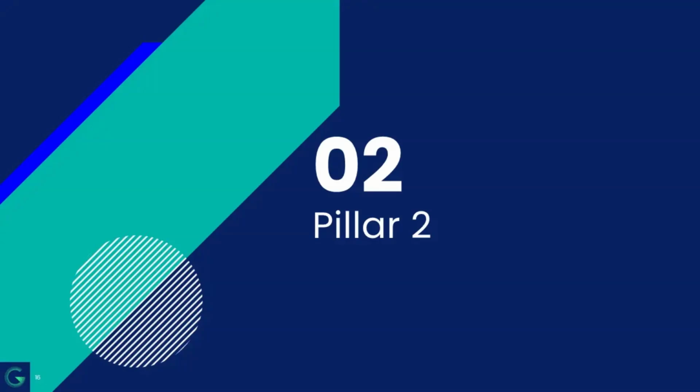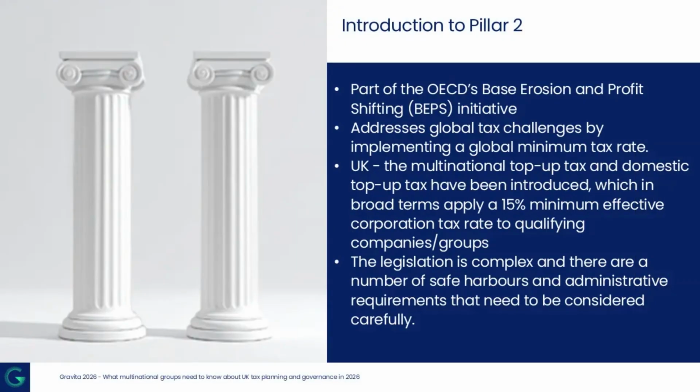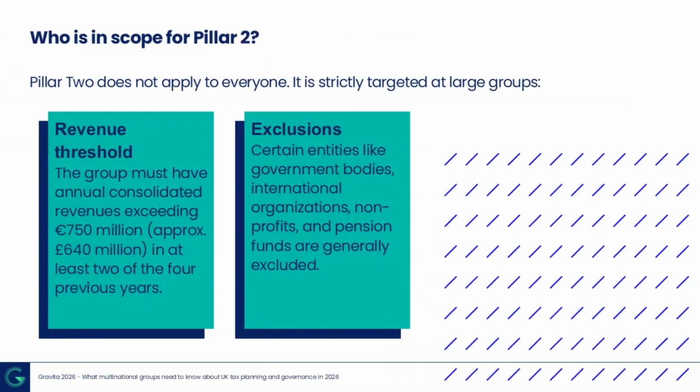So, moving on to Pillar 2. In October 2021, 135 countries, actually slightly more than 135 countries, including the UK, agreed a minimum global corporation tax rate of 15%. Thankfully, it doesn't apply to everyone. It's targeted at very large groups. So you can all breathe a sigh of relief if you have not got a consolidated turnover of more than the threshold in at least two of the last 4 years. So this really is only applying to the very large groups.